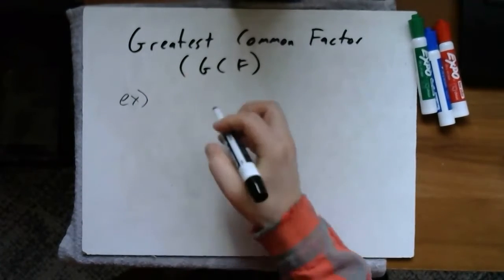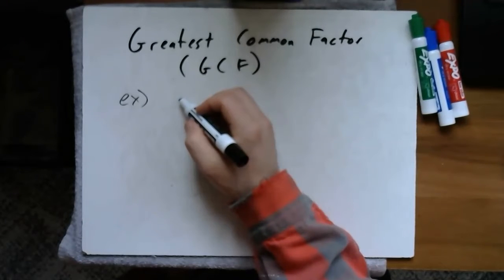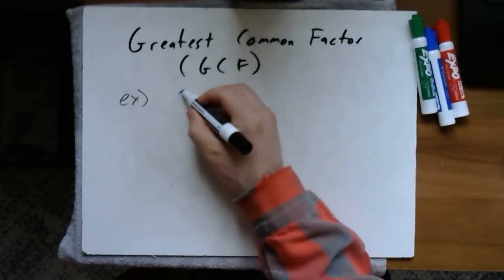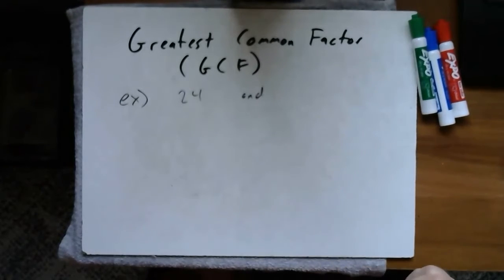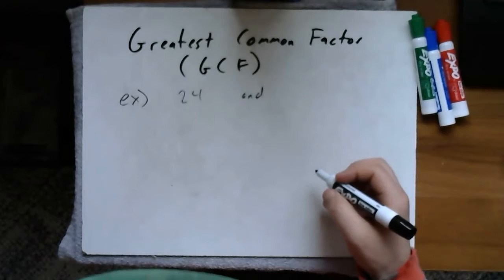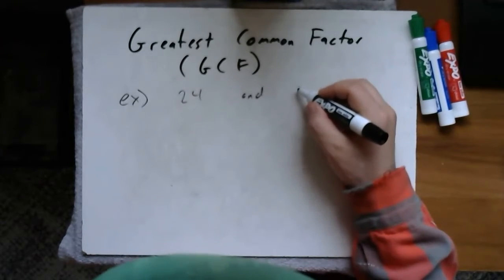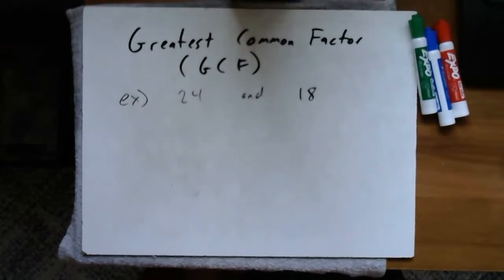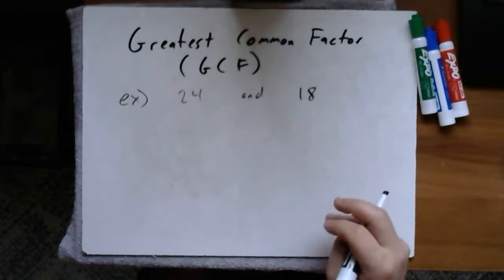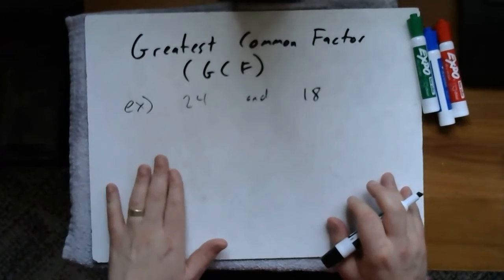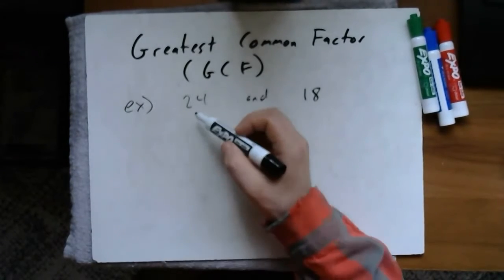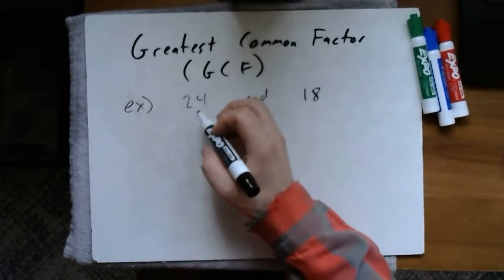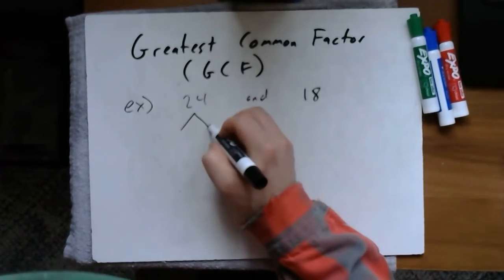Let's look at an example of 24 and we'll do 18. Okay, so 24 and 18. And I want to find what the greatest common factor is. And so to do that, I need to find all the numbers that are prime factors of each of these numbers. So we're going to make a little factor tree is what they call this.